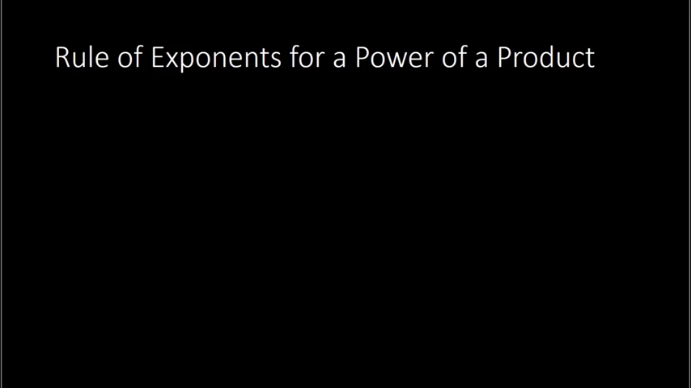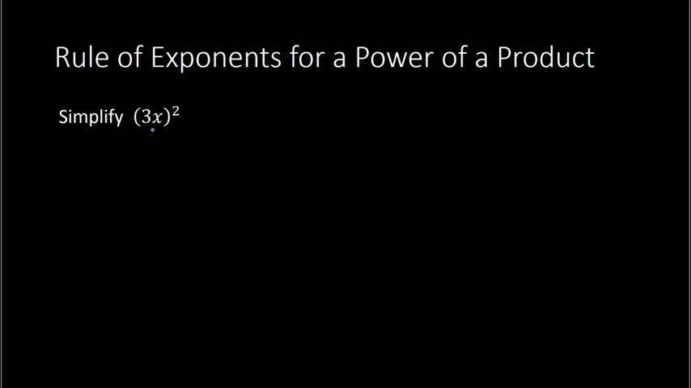Next, we have our second rule, and that is for a power of a product. So for example, if you had more than one thing in parentheses and we have an exponent outside, what do you do in this situation? So bottom line, this exponent is going to go to everything here in the parentheses. We would have 3 squared and x squared.